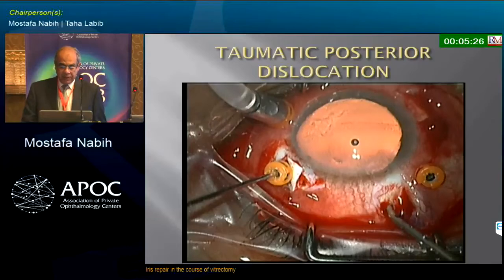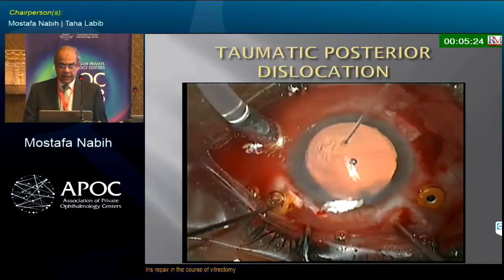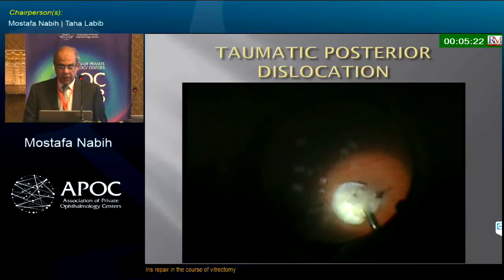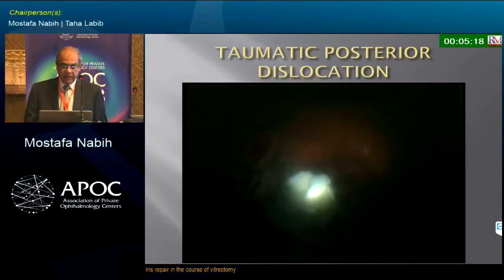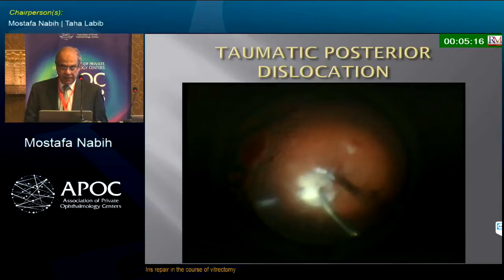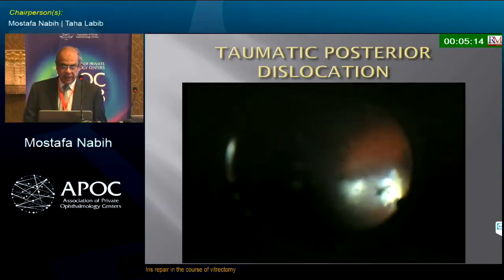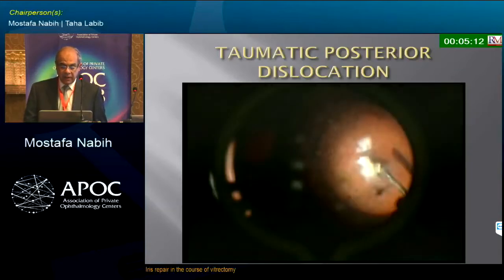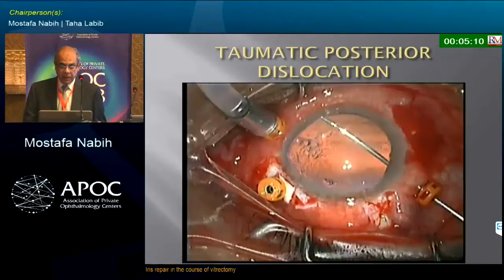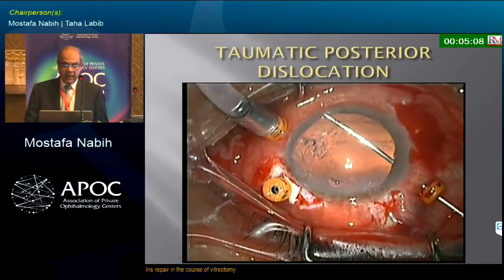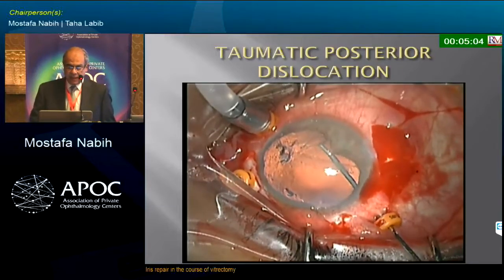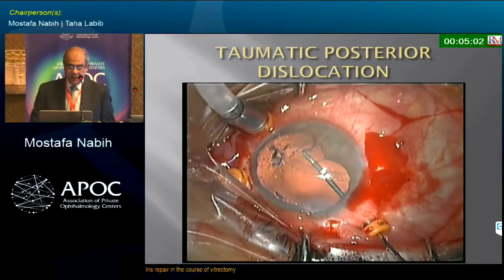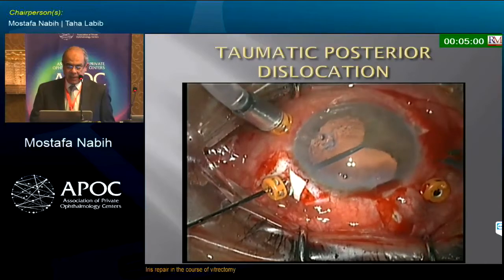Then to deal with the hard nucleus, I am going through a 20 gauge scleral incision using the bare phaco tip inside the vitreous cavity. Actually, it is very effective and very rapid too. Of course, you have to hold the lens and take it away in the middle of the vitreous cavity, away from the retina, then emulsify it. It ends the lens in a minute.